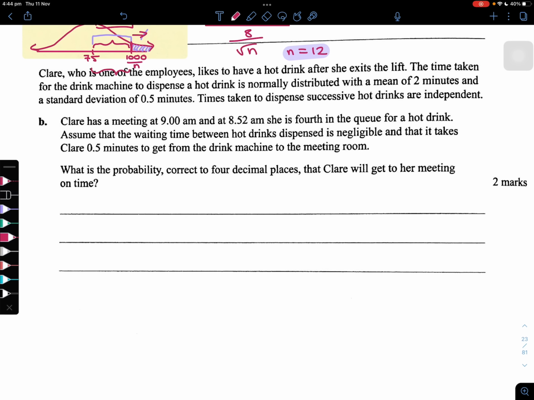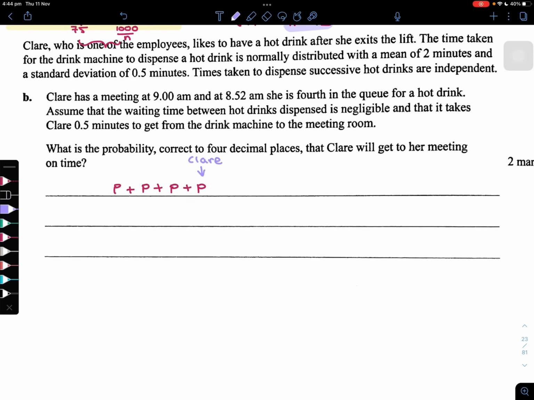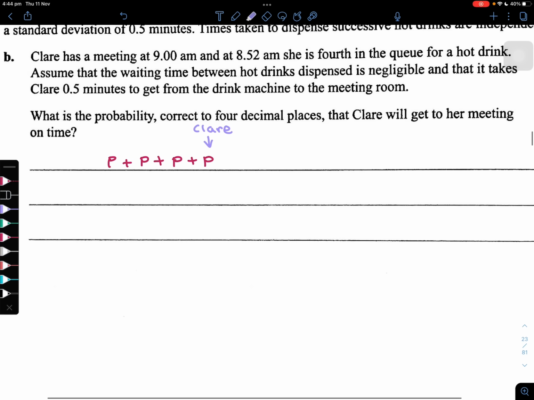Claire has a meeting at 9 a.m. and at 8:52 a.m. she is fourth in the queue for a hot drink. So, say we got a person, another person, another person, and another person. And this is the special one. This is Claire. Assume that the waiting time between hot drinks dispensed is negligible and that it takes Claire 0.5 minutes to get from the drink machine to the meeting room. What is the probability, correct to 4 decimal places, that Claire will get to her meeting room on time?